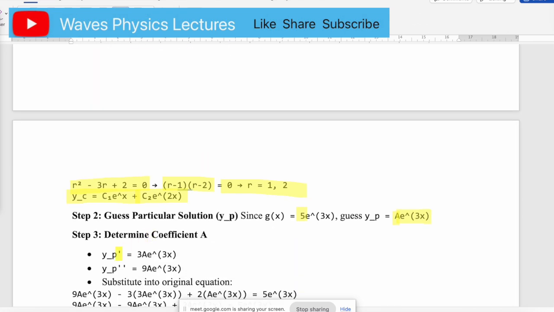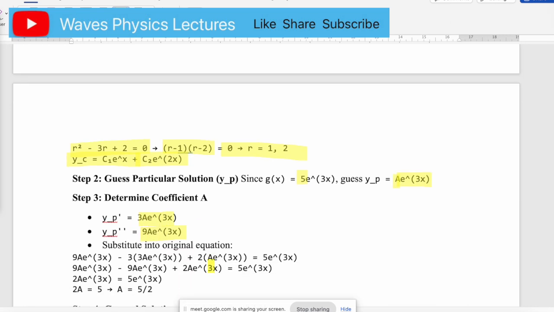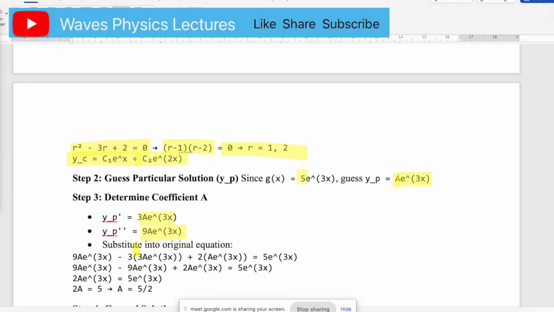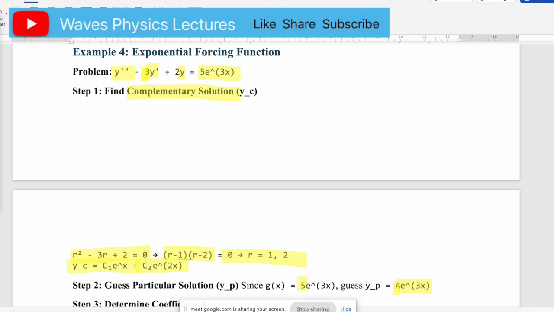So let's find y dash. If you differentiate this, 3 will come in front, so y dash is 3a e to the power 3x. And y double dash should be 9a e to the power 3x, because the 3 comes in front again. Now I have y dash and y double dash, and what we do is replace them here.